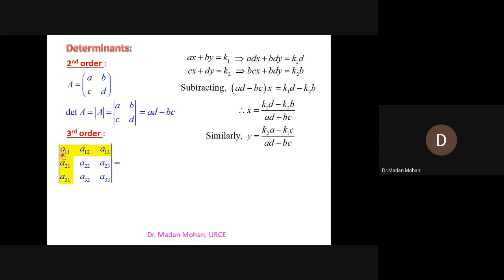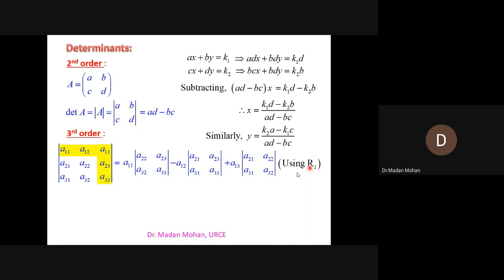This is a11 into the determinant of this second order, please. a11 into the determinant of this. Of course, you write a22 into a33 minus a32 into a23, like ad minus bc. Next, I am taking this here. Minus a12 into the determinant of these remaining. Next, I am taking this here. Plus minus plus. Plus a13 into the determinant of these. Of course, this is familiar to you. I calculated the determinant using the first row. With the help of the first row, I calculated.